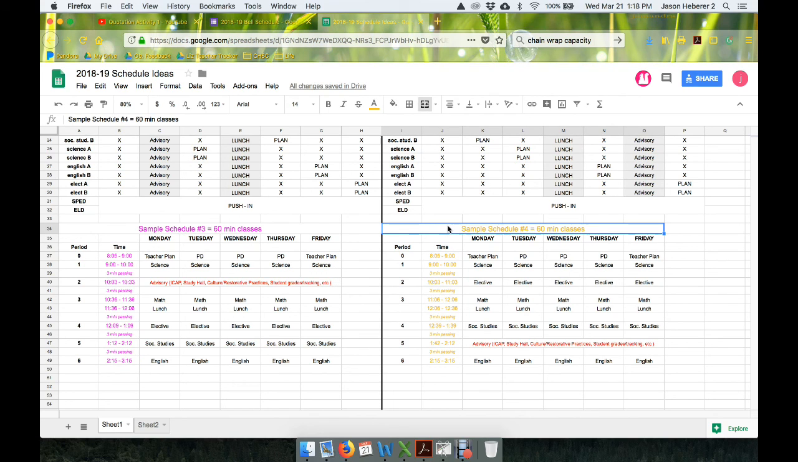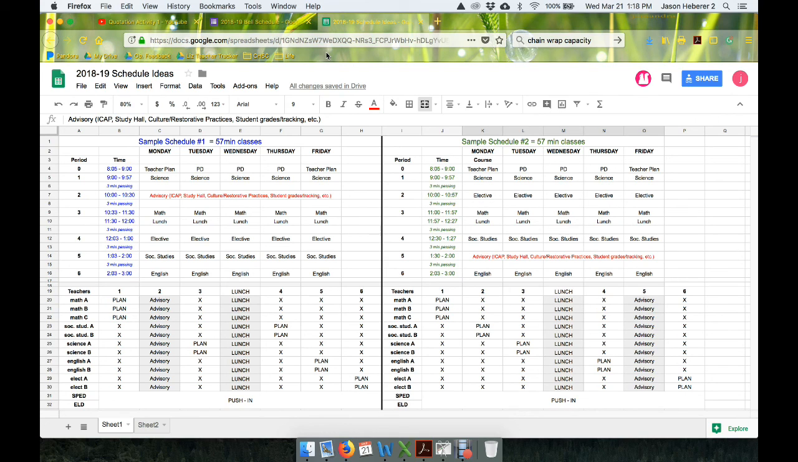Sample schedule 4 is also 60 minutes. The difference between 3 and 4, again, is just where advisory is placed. So it's 30 minutes. It's always 30 minutes in each of the schedules. It's either second or fifth. It's just determining where it's placed and how long each class period is.